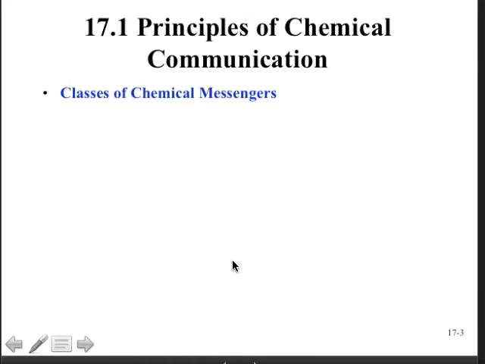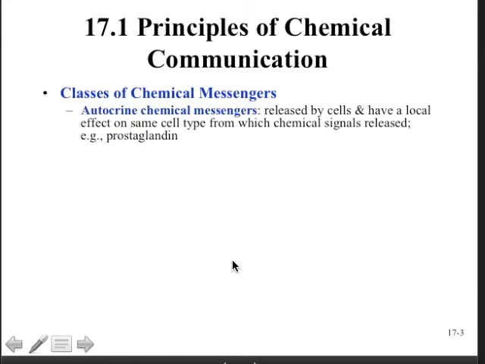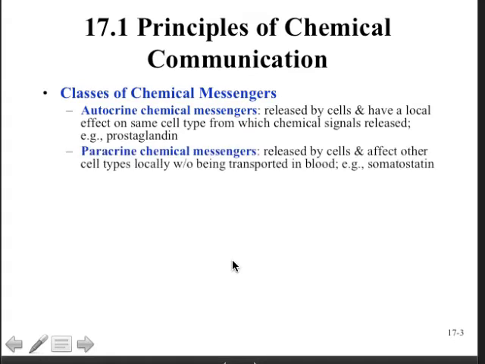So, the different classes of chemical messengers vary according to the distance across which they act. Autocrine messengers are released by cells, and they have a local effect on the same cell type from which the chemical signal was released. An example would be prostaglandin, while paracrine chemical messengers are released by cells and affect other cell types locally without being transported in the blood. Okay, so these guys hit their near neighbors.